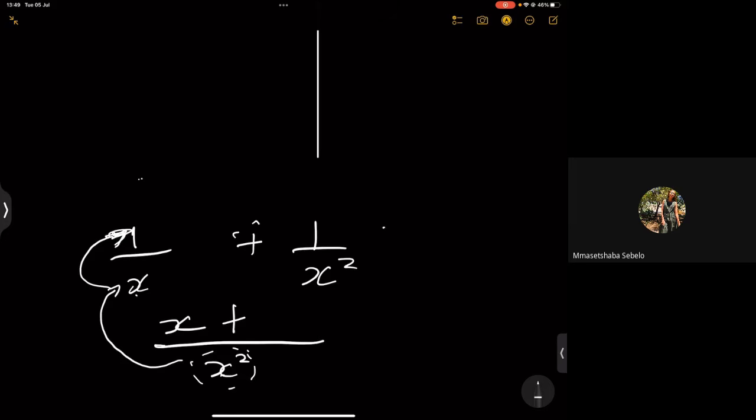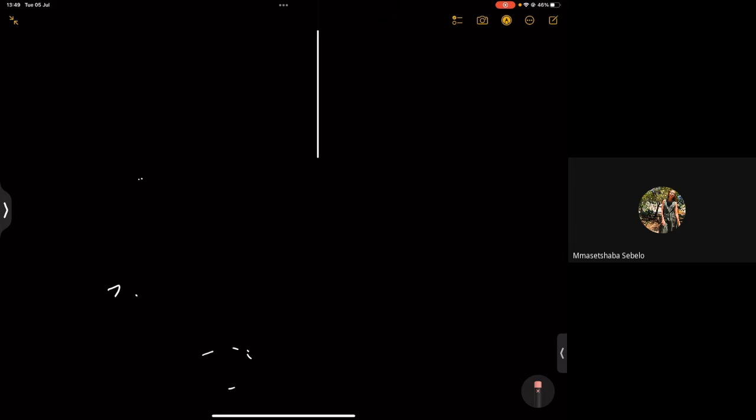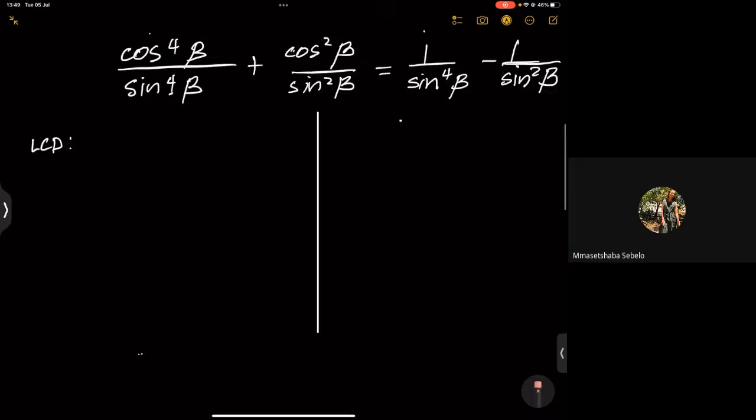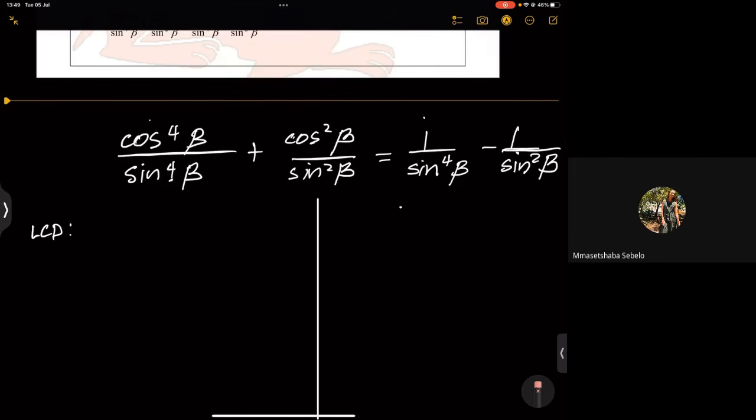And then let's do the same for the plus, which is that one over there. X squared divided by x squared will give me 1. 1 times 1 is 1. So there's my fraction. Happy days. So in this case, we're going to make sine to the power 4 of beta. I love it when you see it immediately. So what's my LCD? It's over sine to the power of 4 beta. Correct.